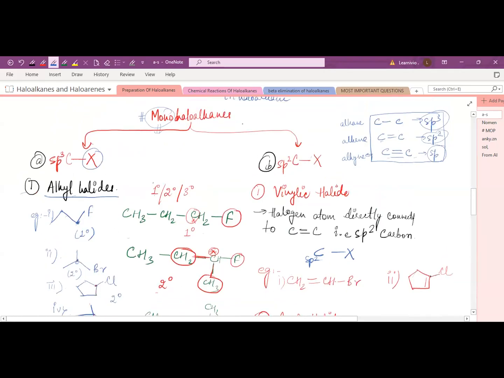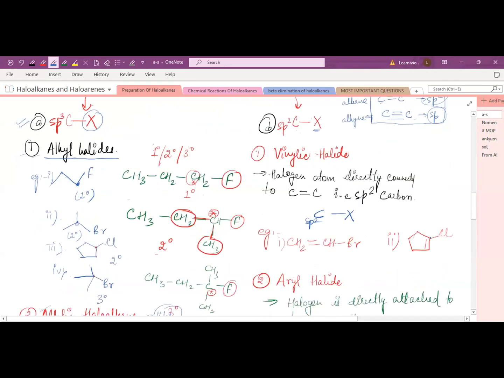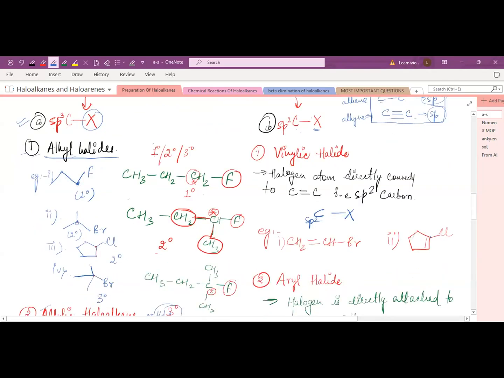Now, second classification. First we have done when the halogen group is attached to sp3 hybridized carbon. So we have alkyl halide, allylic type of halide, and benzylic halide. Now the second type is when the halogen group is attached to the sp2 hybridized carbon. In this type, first one is your vinylic halide.